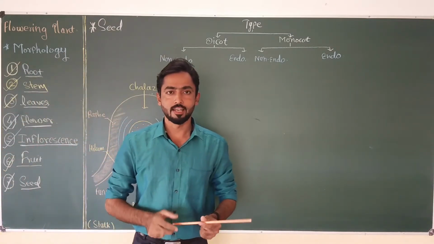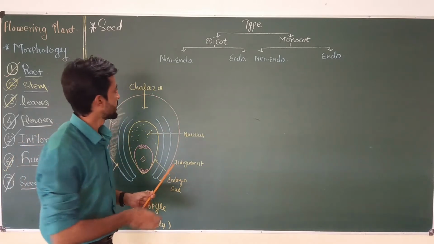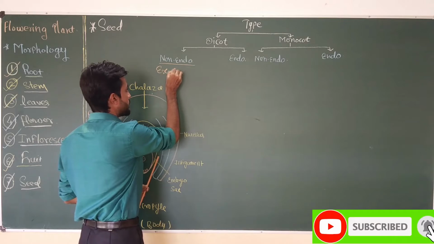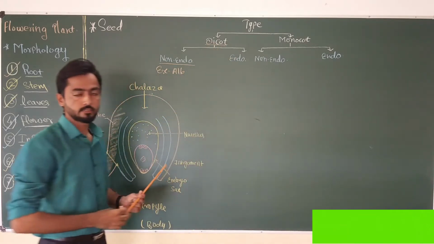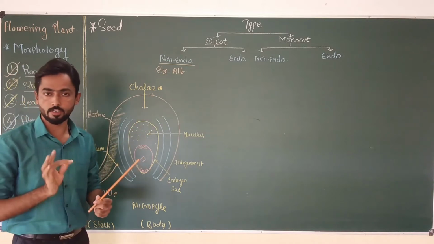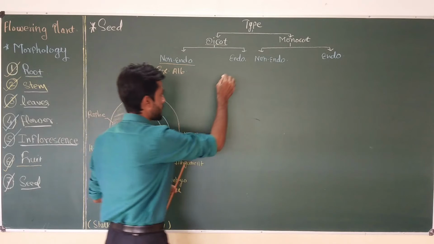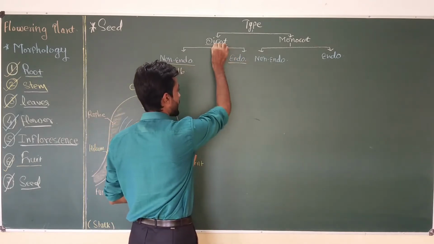Hello everyone. In the last video, we talked about the first type of seed, that is the non-endospermic or exalbuminous dicot seed. Okay, this is the first type of seed that we have already discussed. Now in this video, I am going to focus on the next type of seed, that is the endospermic dicot seed.